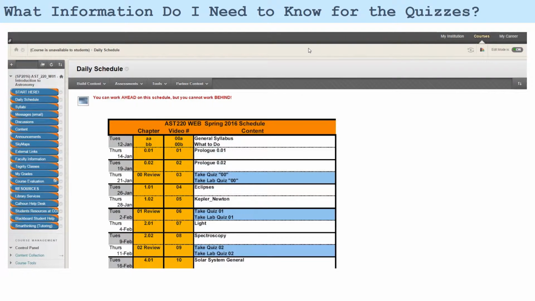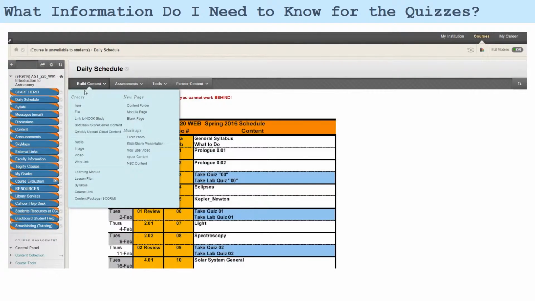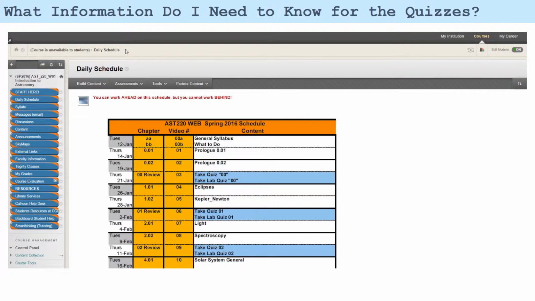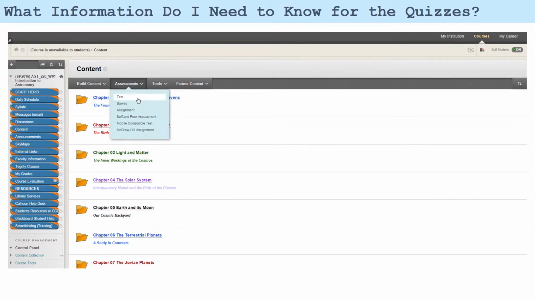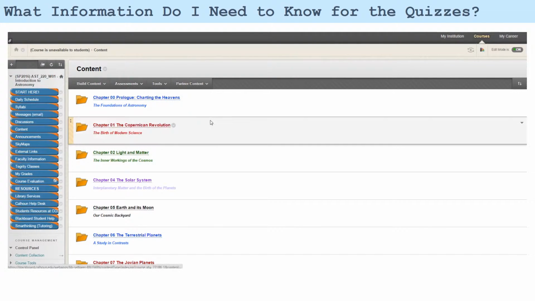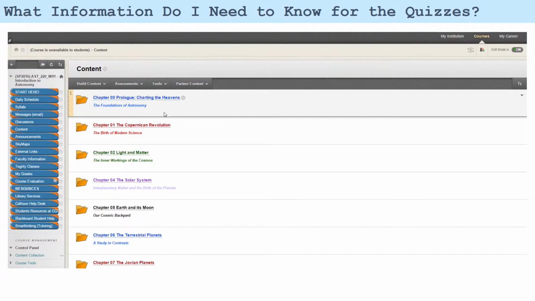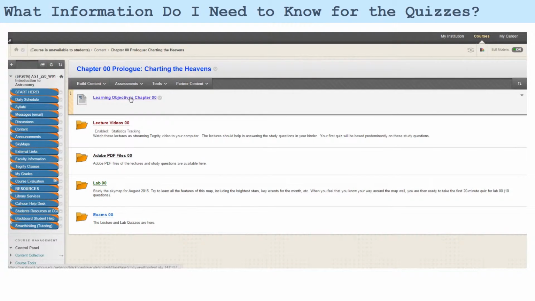So what information do I need to know for the quiz, and where do I get that information? Good question. Well, the whole information for the course is under content. And if we go to content, we get the information for each chapter of this course. And in this particular case, we're wishing to complete chapter 0. So we're going to look at the prologue here, chapter 0.